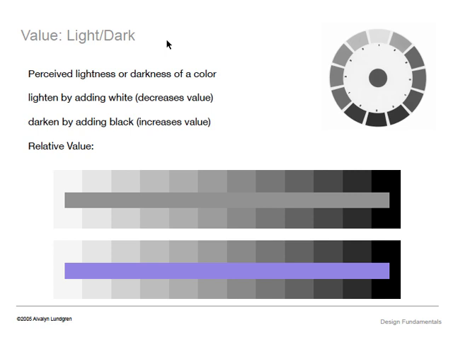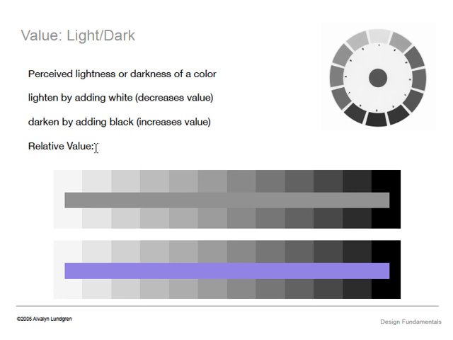Value is related to, obviously, the subtractive system. And it's the perceived lightness or darkness of color. Every color has value. Some colors are light, some colors are dark. We decrease value by adding white. We darken, or increase value, by adding black. So this is 100% value. This is like 10% value. This is 0% value.